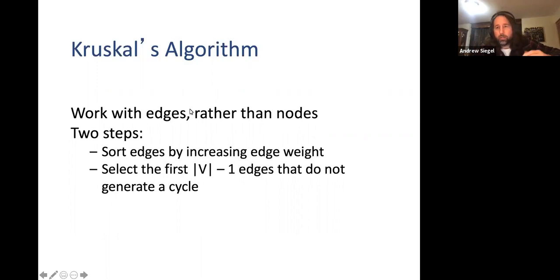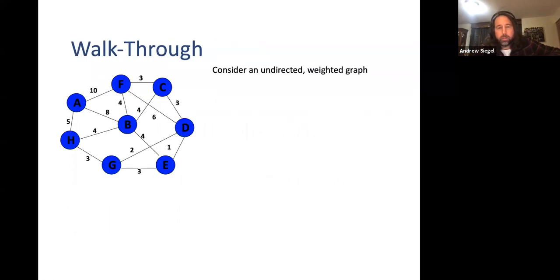So it's going to work by looking at all the edges rather than by looking at the nodes. And it's going to sort all the edges by increasing weight. And then you're going to go through the edges and pick the ones that don't create a cycle and ignore the ones that create a cycle. And it's that simple. So what do I mean by that?